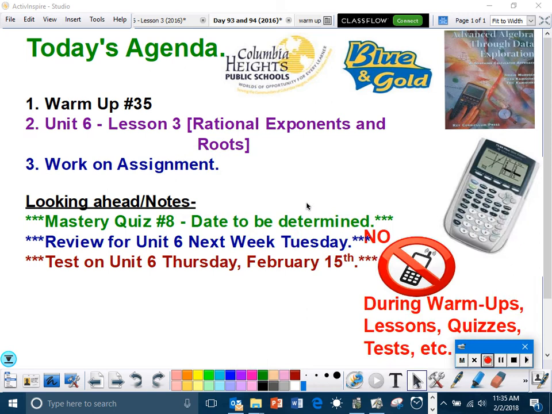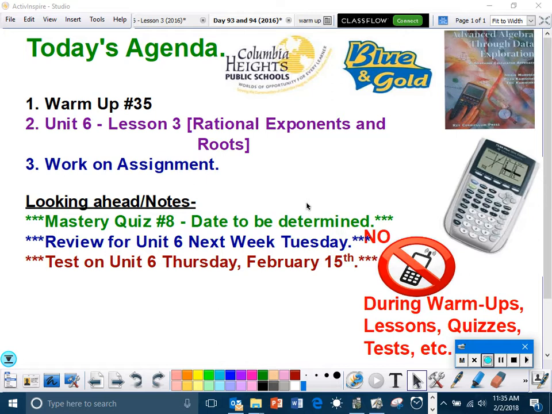We are going to do a warm-up before we get into the lesson, so go ahead and find your warm-up sheet. You should not need to get a new warm-up sheet in the back because this is only the third warm-up on the warm-up sheet that we've been using. After that, we're going to do lesson 3 on rational exponents and roots, so we're going to learn a little bit more about exponents. Then you can work on the assignment.